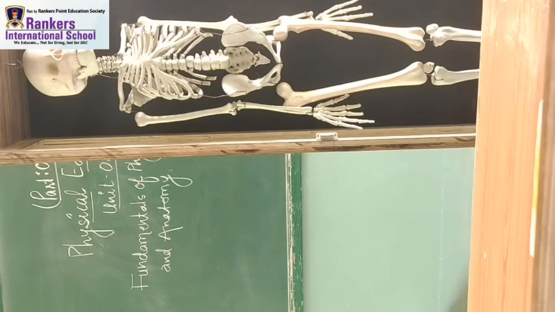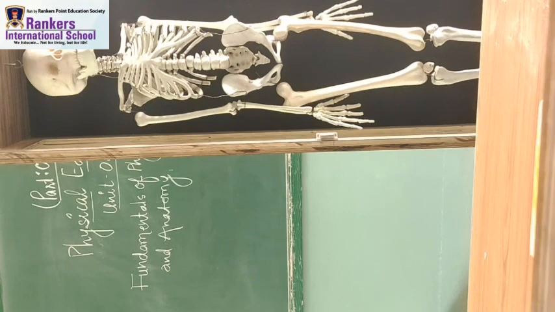Is that right, students? Okay, next thing is that this system helps to support our body. It gives shape to our body. The skeleton system definitely gives us shape. It is also a storage of calcium in our body, so osteoporosis and such problems will not occur, and hormonal balance will be there.